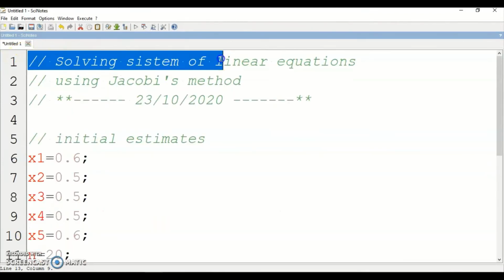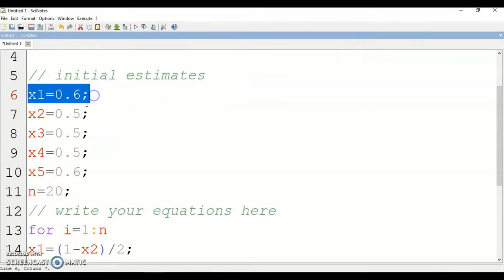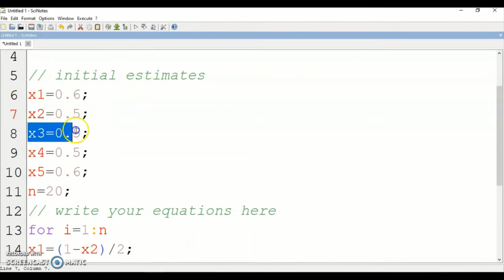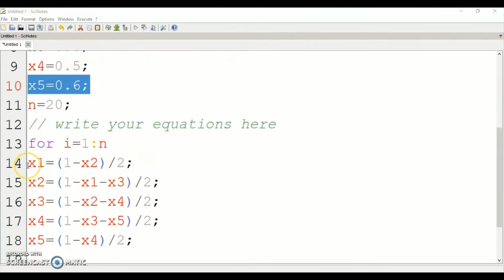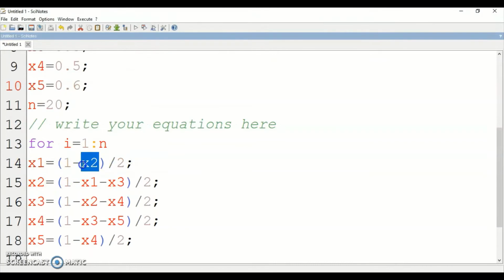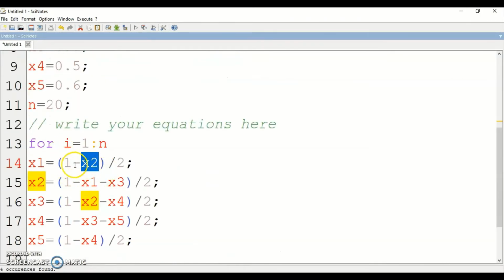Now for 20 iterations, the computer will read line by line. First this is a command. It will read this one, nothing, it's just a command. And then it will remember x1 equals 0.6, x2 equals 0.5, x3 is 0.5, x4 is 0.5. When it comes to x1, it will use whatever memory is stored for x2. If we recall, in line 7 it read x2 equals 0.5. So it's going to put the value of x2 here, divide by 2, and then you obtain x1. And then when you read line 15, where x2 equals 1 minus x1, this x1 is going to use the updated value of x1, which you obtained here.